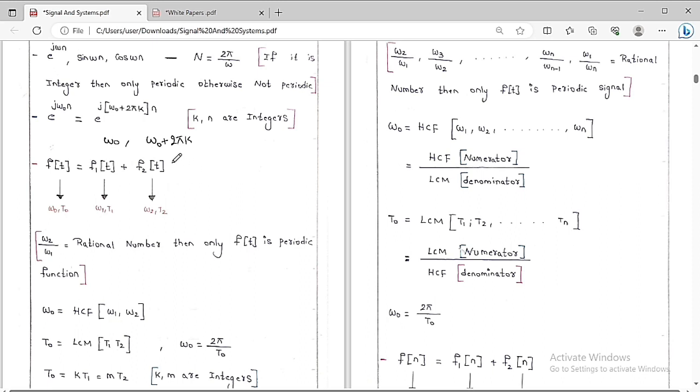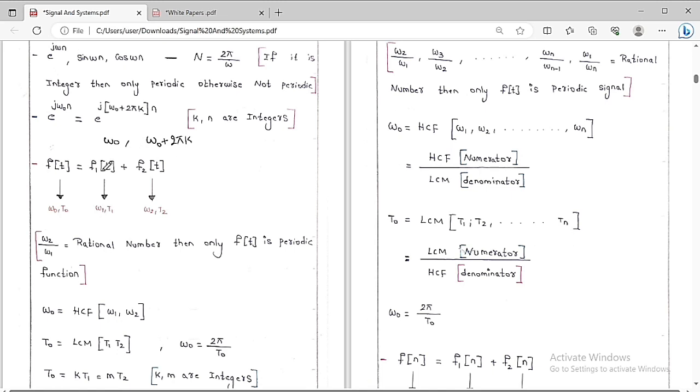f2 of t is also a periodic signal. So in the case of the continuous time domain, if you add or subtract two periodic signals, the resulting signal is also a periodic signal. So this point you always have to keep in mind. In the continuous time domain, whether you add or subtract periodic signals, you always get a periodic signal.